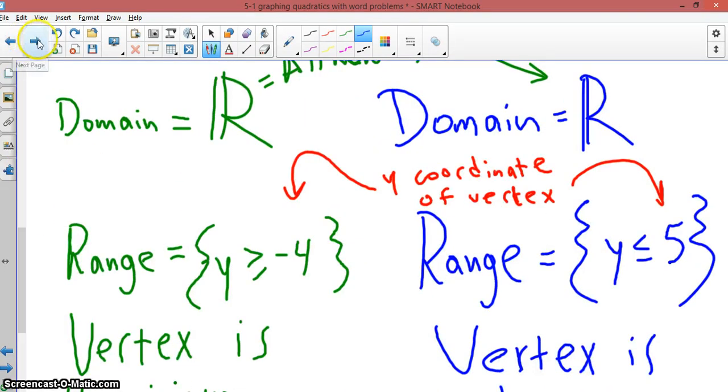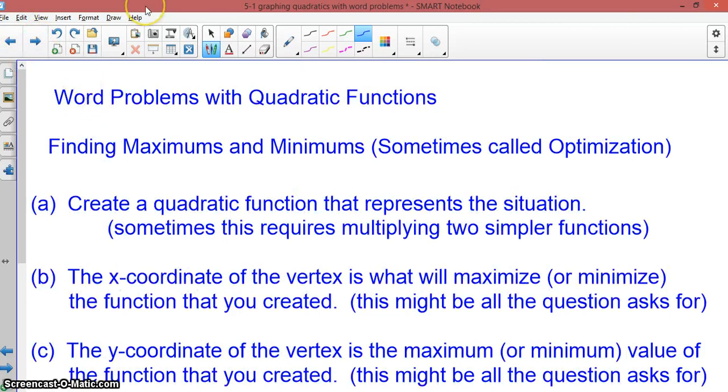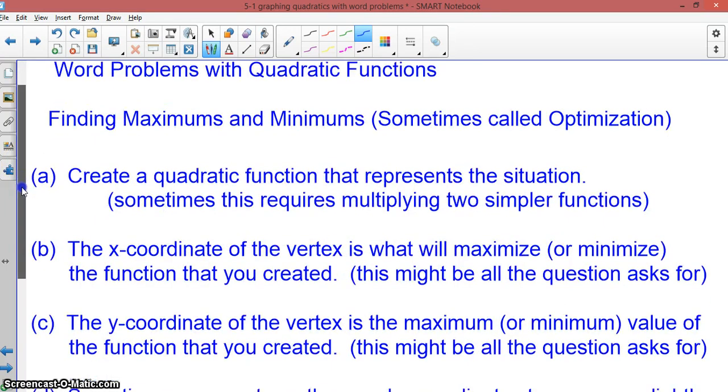All right, boom. So word problems. Stop. Pause this and read this. This is how we find maximum and minimum values using quadratic equations, using parabolas. All right. So pause this for a second and read these, and I'm going to scroll down because there's a step D here in a minute.